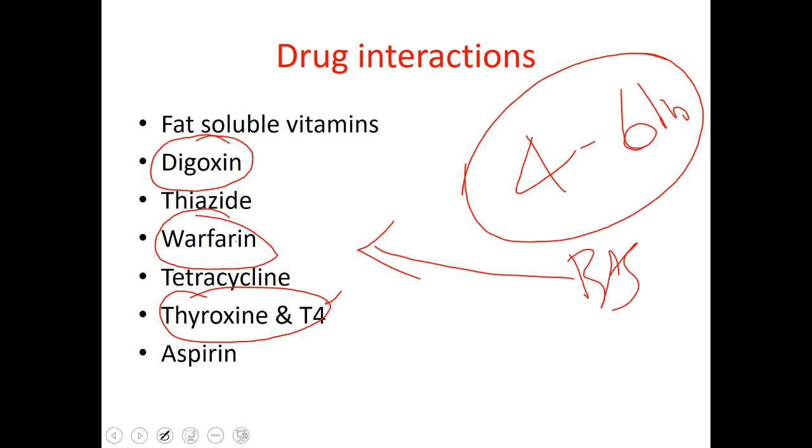So, with regard to bile acid sequestrants, the key points are: bile acid sequestrants are highly charged molecules, they bind to bile acids and reduce enterohepatic circulation, that increases the synthesis of bile acids in the liver.